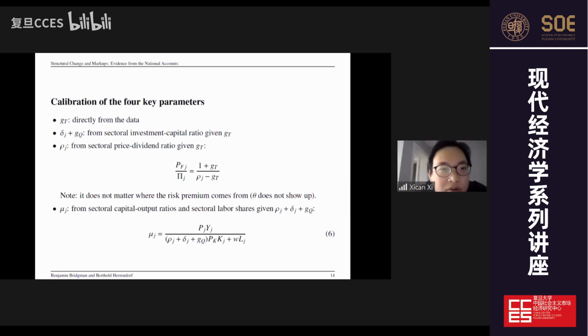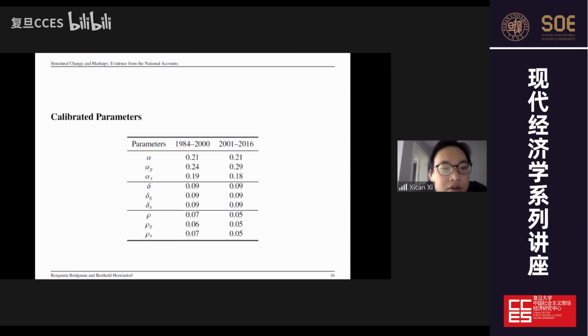Calibrated parameters. This is kind of interesting, I think. Mildly interesting. We calibrate to 84 to 2000 and 2001 to 2016, partly because this is what Farigurio do, but also partly because something really changed in 2000. So it's natural to do it that way.